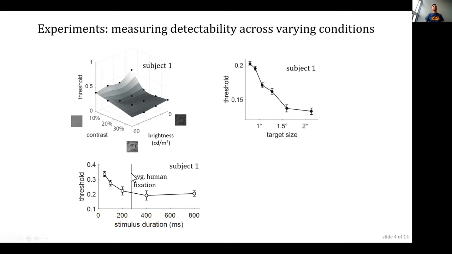And what we see here is that beyond that time period, it doesn't help for you to be staring at that point longer. So your detection doesn't get any better. If it did, it would make sense to fixate at different points longer. So it's kind of consistent with the average fixation duration of humans.